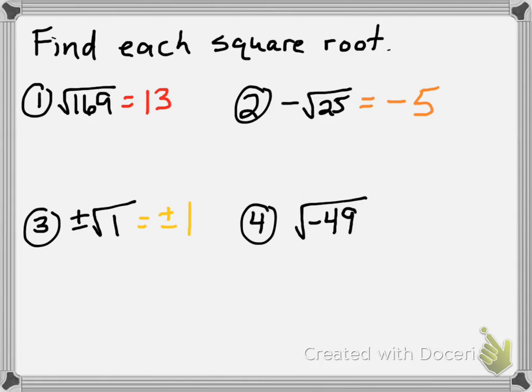Alright, and number 4. Okay, 49 is a perfect square. 7 squared is 49, right? But this doesn't say 49. It says negative 49. I can't square anything and get negative 49. That's why the answer to this is no real number. There's no answer to this one that's a real number because the negative is on the inside of the radical. Up here, the negative is in front of the radical. That's fine. It just makes your answer negative. But if the negative is inside the radical, then you have to write no real number.